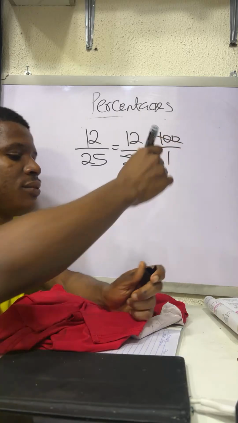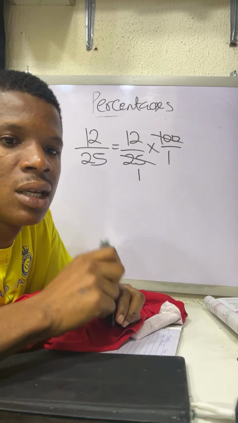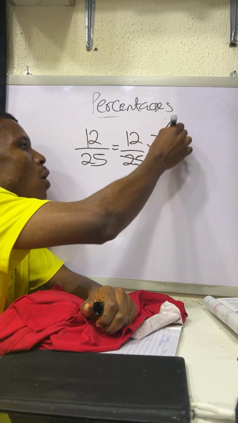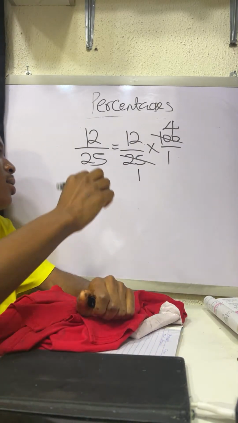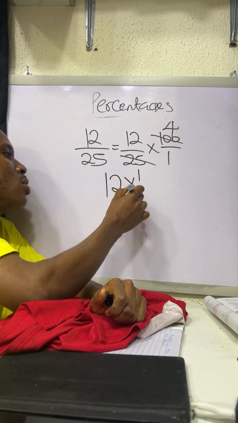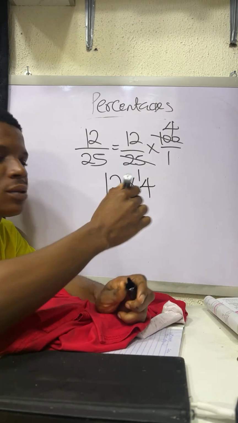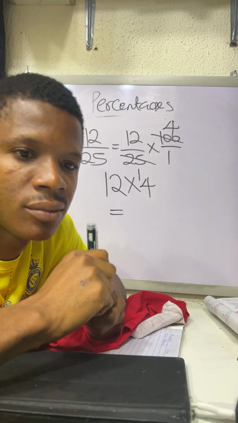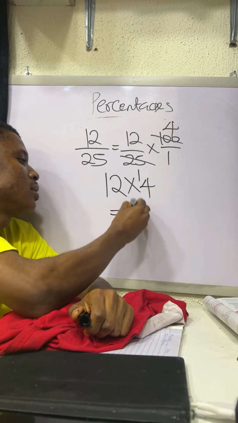If you divide 100 by 25, what do you get? If you divide 100 by 25, you are going to get 4. Good, so it is 4. So we have it as 12 times 4. What's the value of 12 times 4? 48. So we have it as 48%.